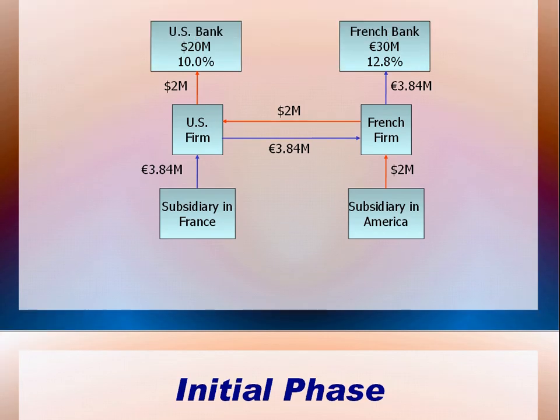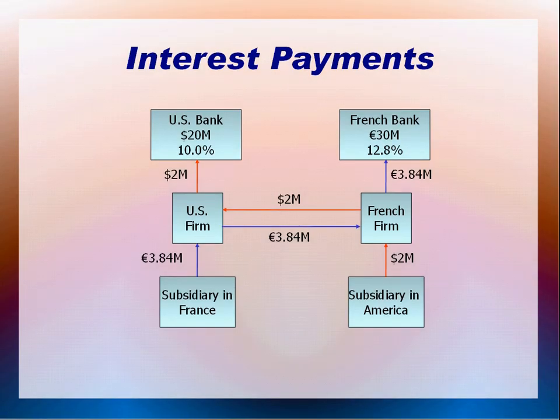Throughout the agreement, there will be interest payments. To illustrate this, we can see it begins with the subsidiary in France. The 3.84 million is the interest payment on their initial loan. Using the blue line, you can see the flow of cash flowing to the parent company, then to the counterpart, and ultimately ending up in the French bank.